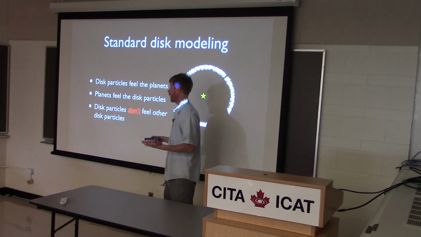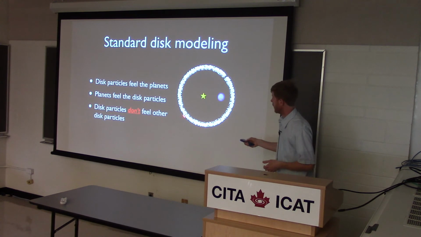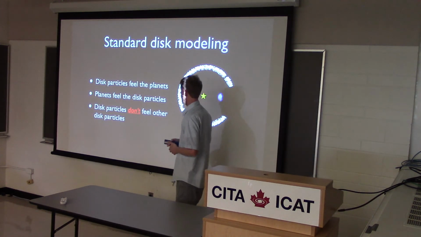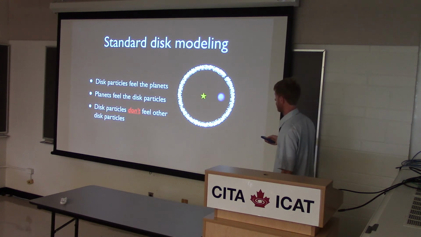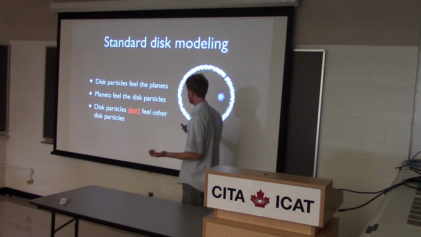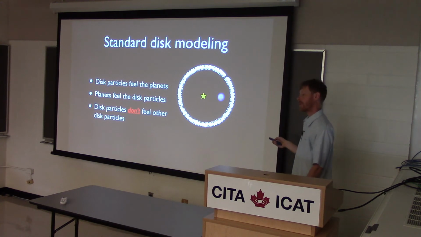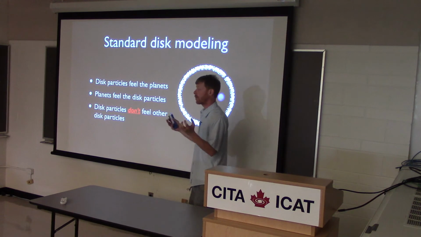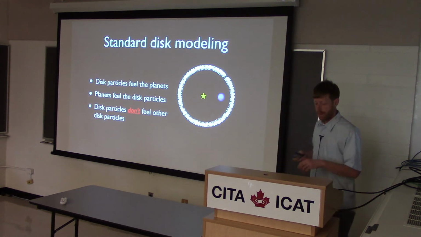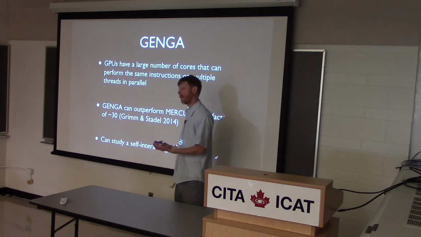Another numerical shortcut that these Nice model simulations usually take is the way the primordial disk around the giant planets is modeled. Typically these are modeled as semi-active particles. What a semi-active particle does is it exerts a gravitational influence on the planets, and the planets exert gravitational influence on the disk particles, but the disk particles don't interact with each other. And so it's not clear how good of an approximation that is. It's not clear how much of the dynamics you're missing.